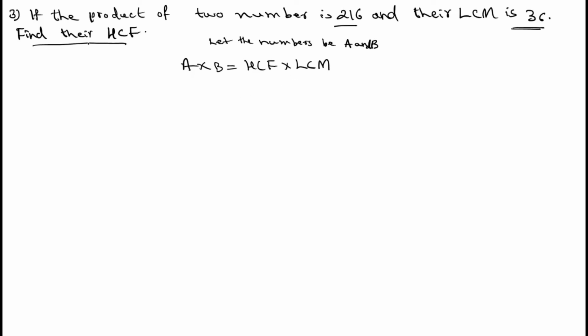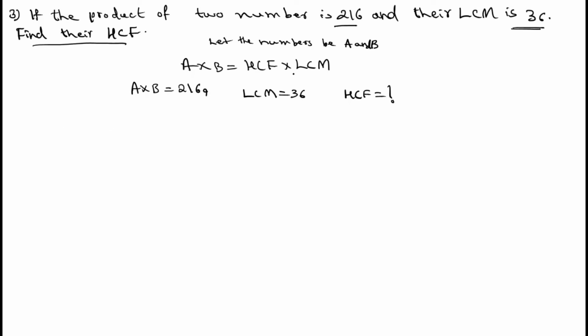Now write the given data. Product of two numbers is 216 is given. That means A into B is equal to 216 is given, and LCM is given. LCM is equal to 36. What's the question? HCF is equal to how much?